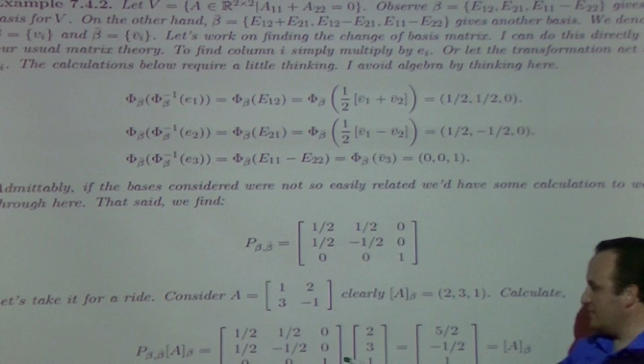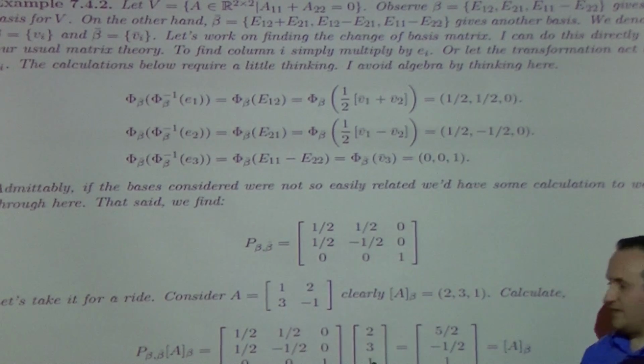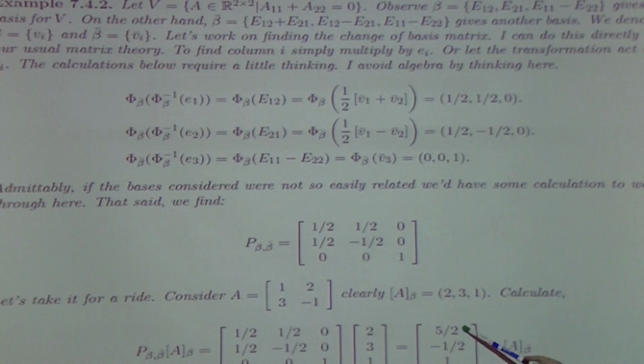And so I take the change of basis matrix times that, and that gives me 5/2, minus 1/2, 1. Allegedly, that is the coordinates of A with respect to the beta bar system.